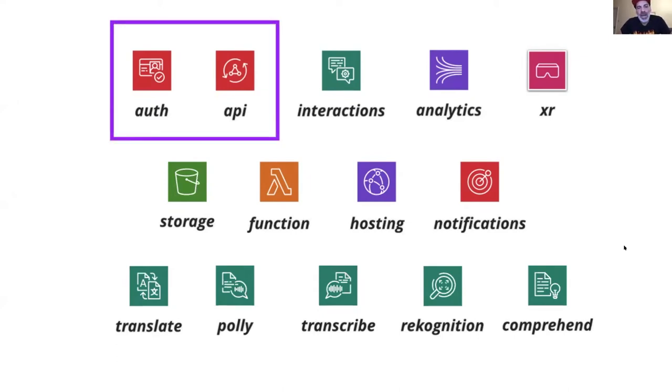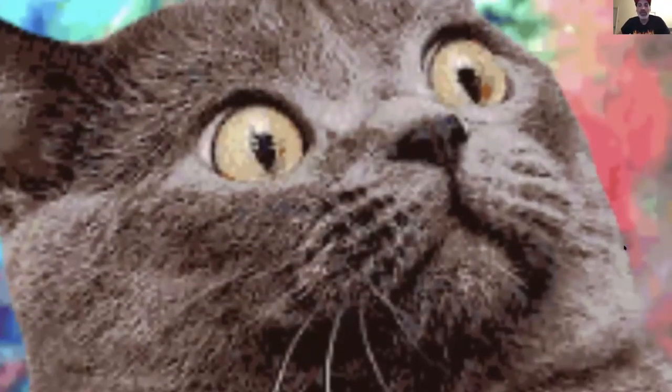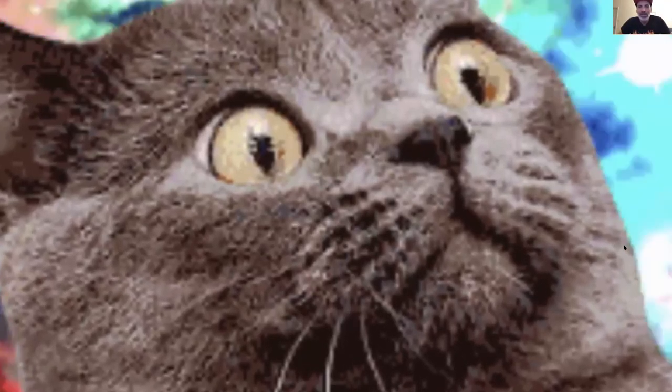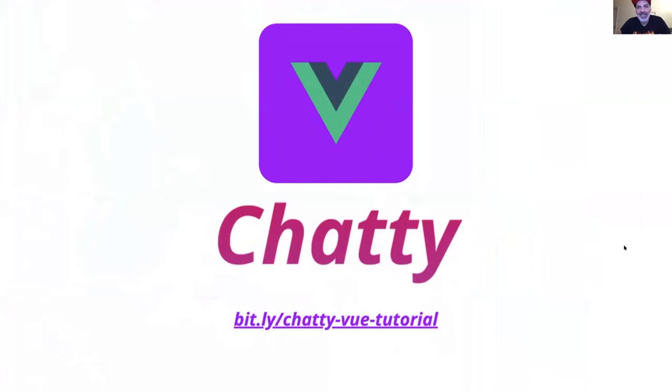For this app that I'm going to show you and that I'm going to be making offline first, I'm going to use Auth and API for GraphQL. So that's a lot. I hope I didn't lose you in the process. So let's look at this app.